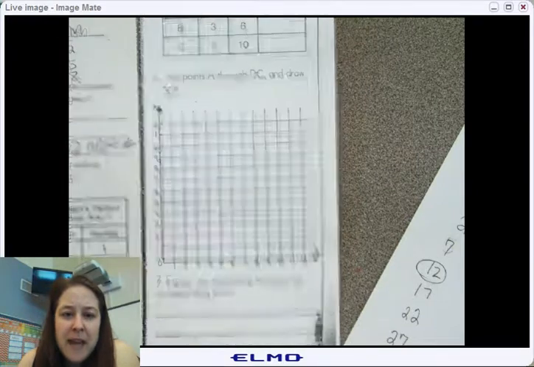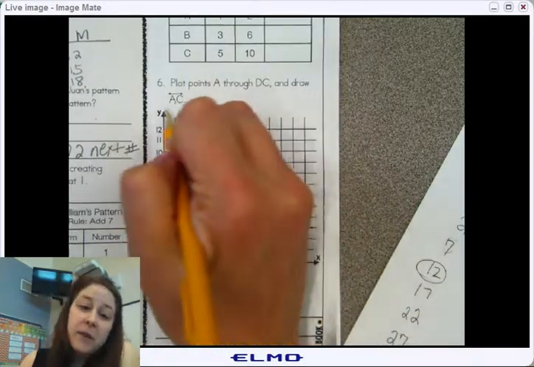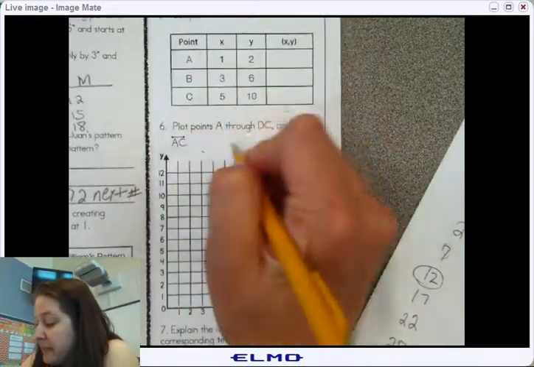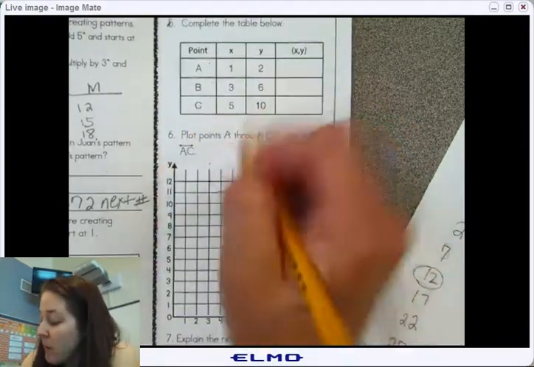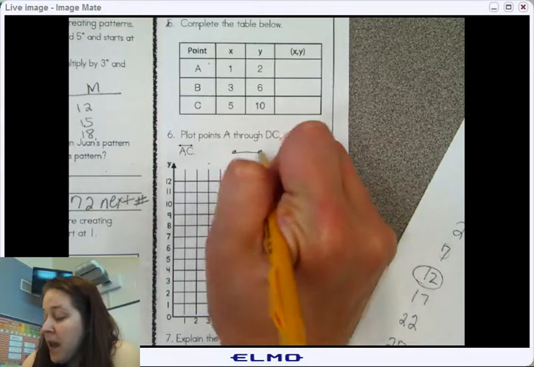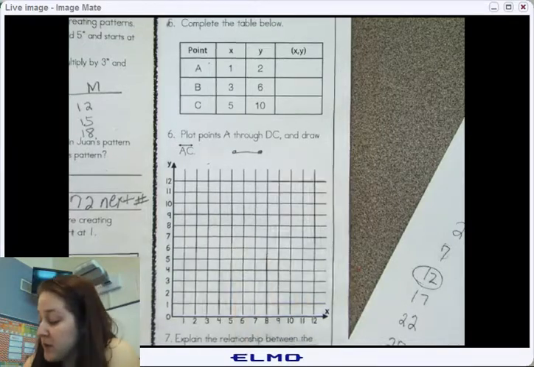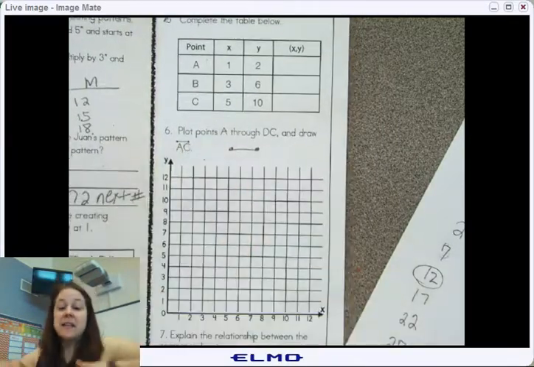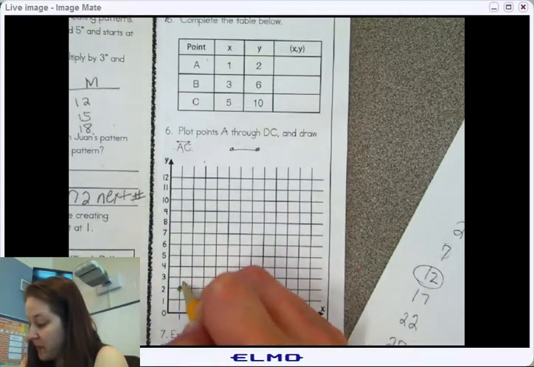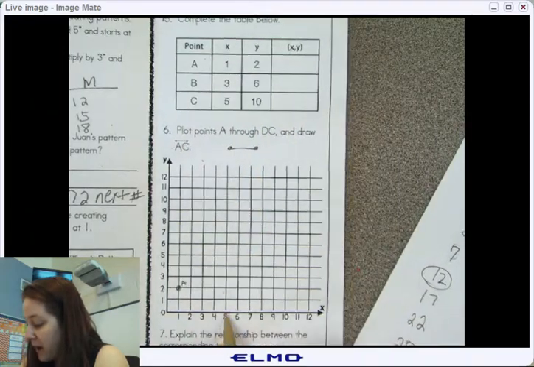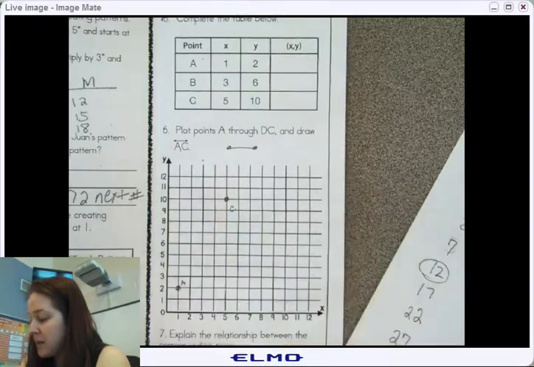Okay, plot points A through D and draw AC. Now, another thing that you'll be learning is the line above the AC tells you what it's going to be. It's going to be a line. It's not going to be a line segment. Remember that a line segment is from here to here, and a segment has a start and a stop. This is actually a line, and you'll see that the arrows on the ends of this mean it continues on and on. So I'm going to go to A, and I have 1, 2. This is my A. And C was 5, 10, 5, go up 10. And I don't have to worry about D.